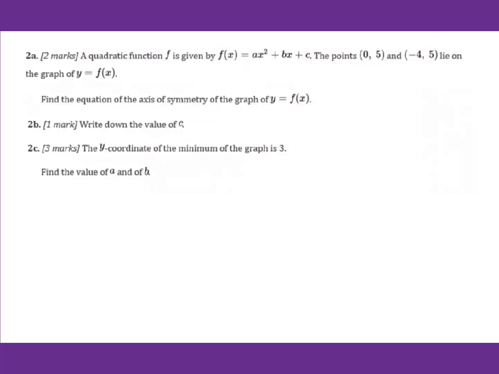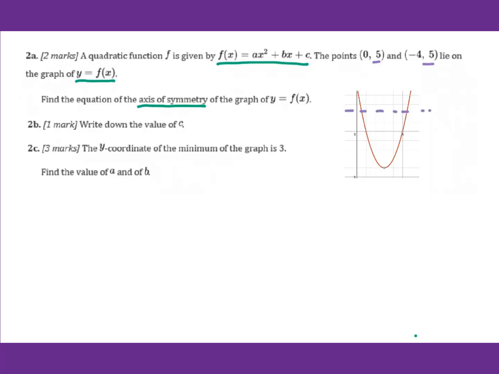Now let's go to 2a. A quadratic function f is given by this. The points (0, 5) and (negative 4, 5) lie on the graph y equals f of x. Find the equation of the axis of symmetry of the graph of y equals f of x. First of all, remember this fact: when the y coordinates are the same, then the x coordinates will be symmetrical across x equals h.